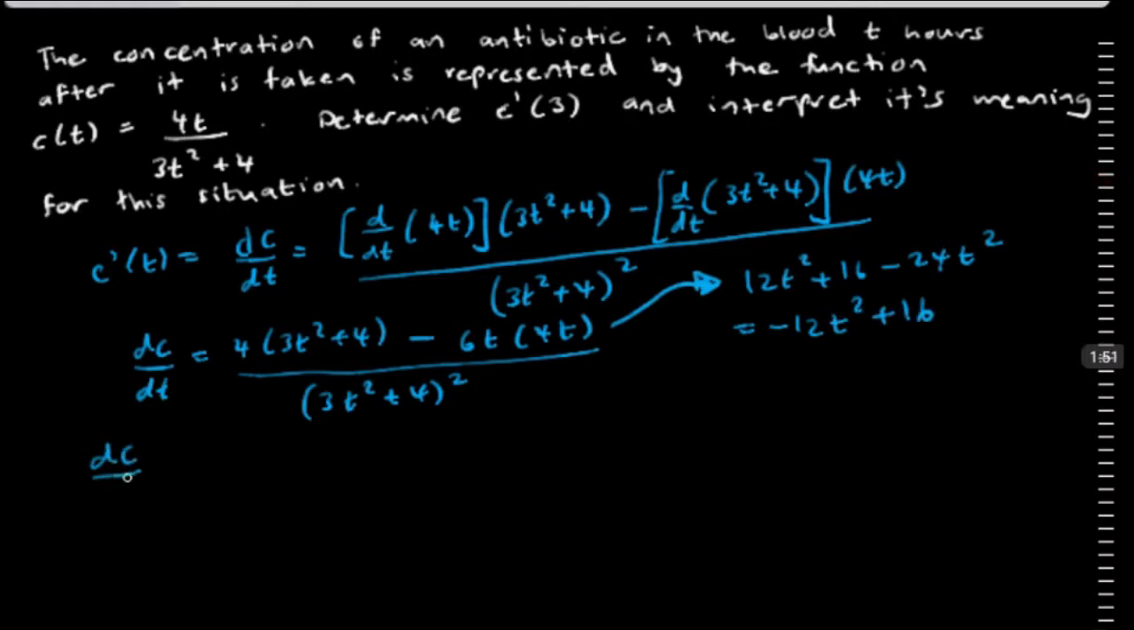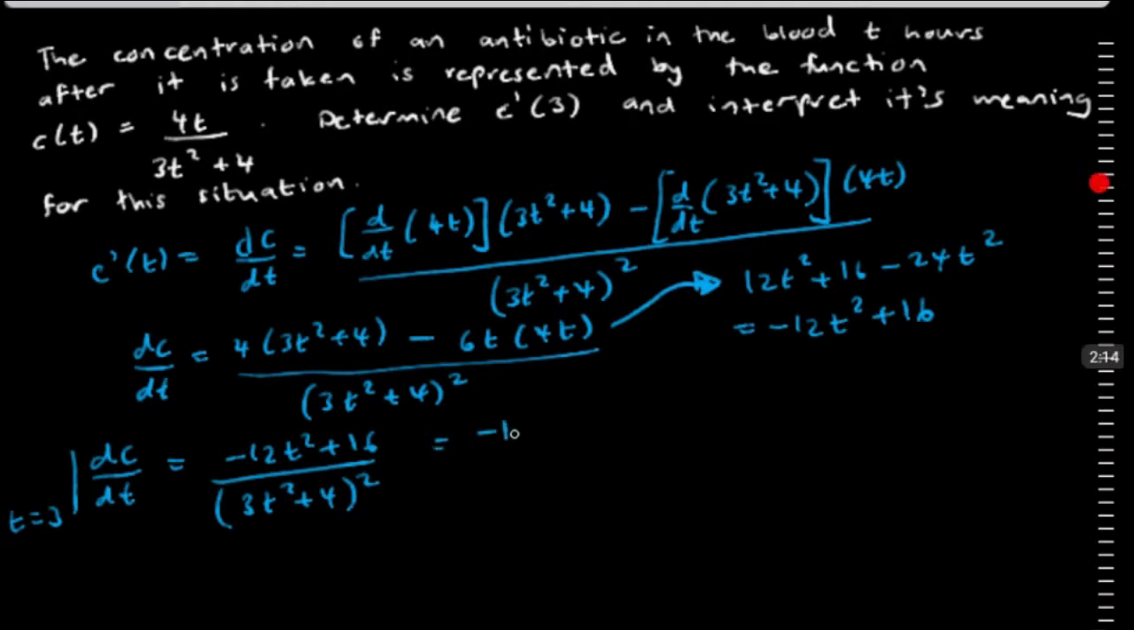So you can write this as dC over dt is equal to negative 12t squared plus 16 over 3t squared plus 4, squared. Okay, so this is your rate of change function. You want to figure out C prime of 3. So what I'm going to do here is let t equal 3.